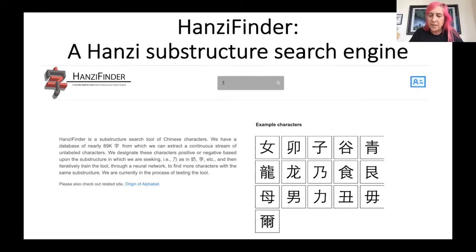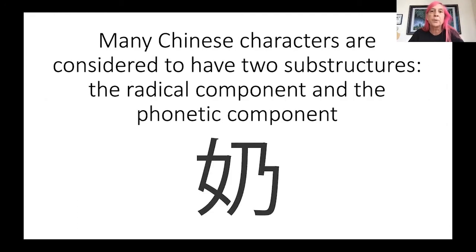on the development of HanziFinder, a tool that allows one to search Chinese characters by substructure. This is our homepage of the current tool. We've had 3 iterations of our tool, and we're now on the third iteration.